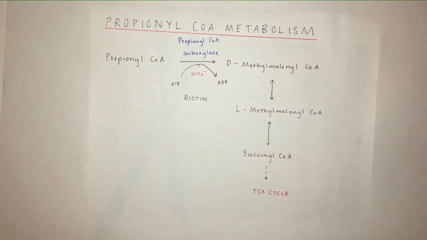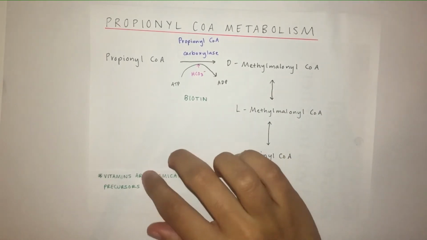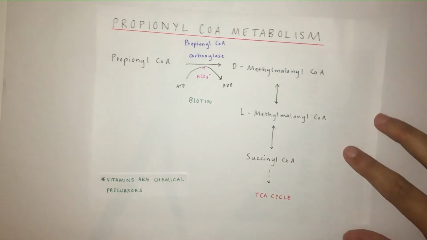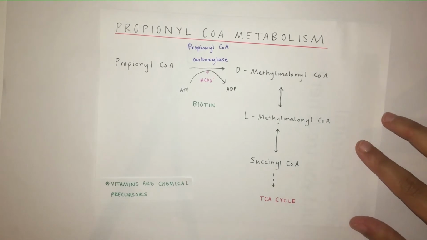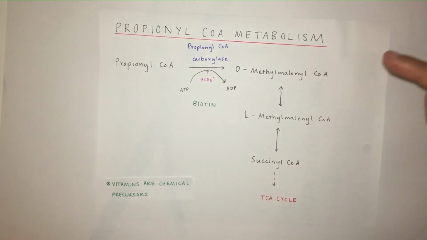Biotin is a chemical, and I'm just going to put it up to the side here. Just remember that vitamins are chemical precursors. That's just interesting to know. Now that we know about this first process, we have the second process. We have D-methylmalonyl-CoA being converted to L-methylmalonyl-CoA, so D to L. They're just isomers of each other.